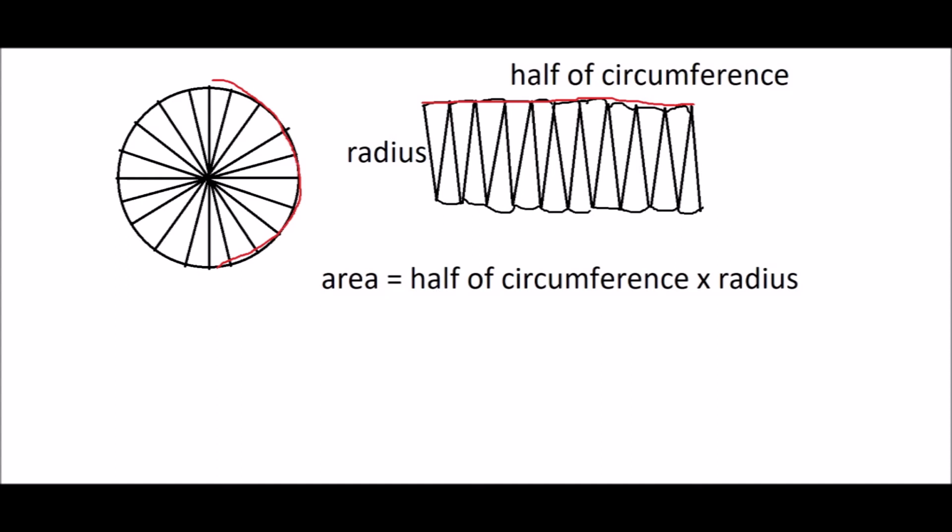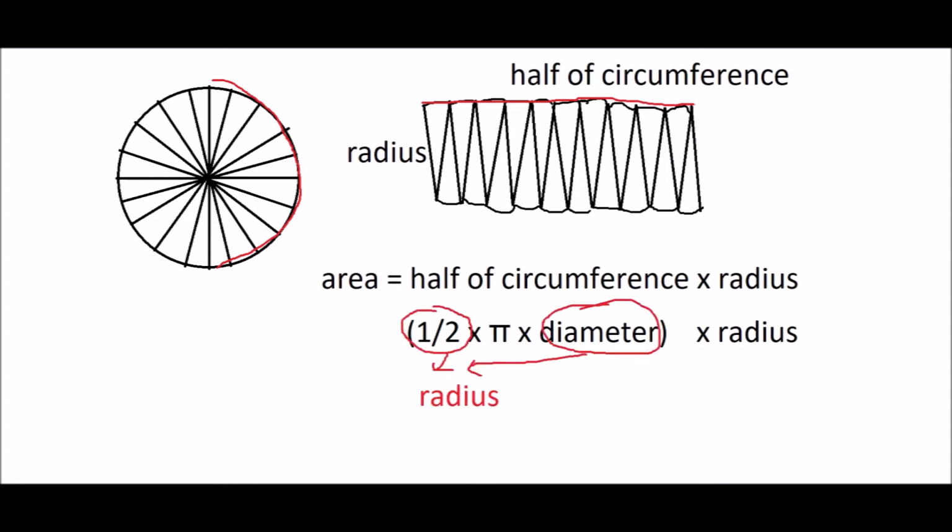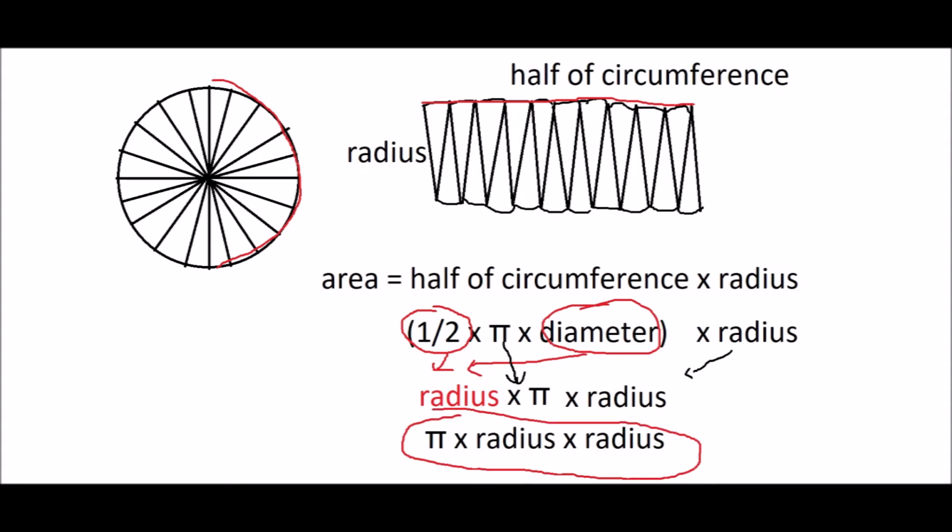It's going to be confusing, so let's make it less confusing. Half of circumference will be half of pi times diameter. And remember that half of diameter is actually radius. So it is the same as radius times pi times radius, or pi times radius times radius. Let's apply it to questions.